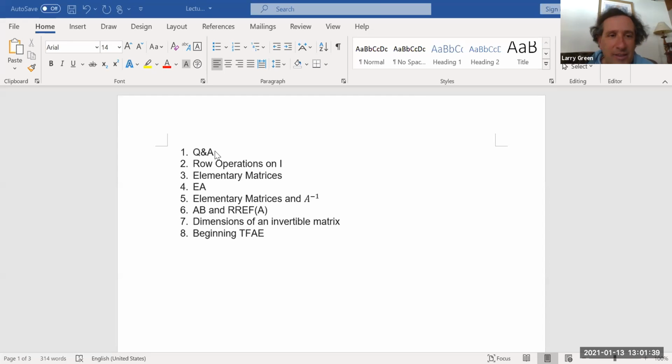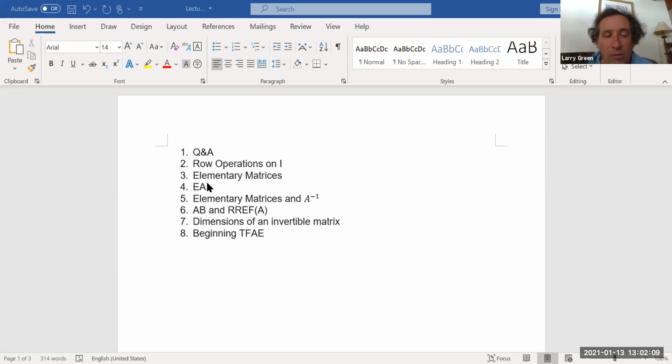So today, let me share my screen and I can show you the plan for the day. As usual, I'll start with any questions you might have about the homework or anything else. Then it's going to be exploratory. I'm going to have you do stuff and see what's going on, but I'll walk you through the process of understanding. We'll look at what happens when you do a row operation on the identity. Very easy, I promise.